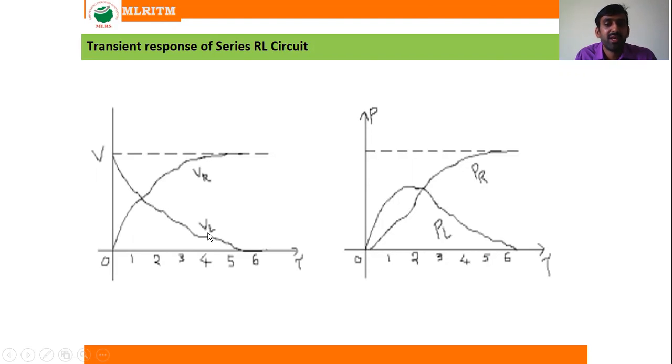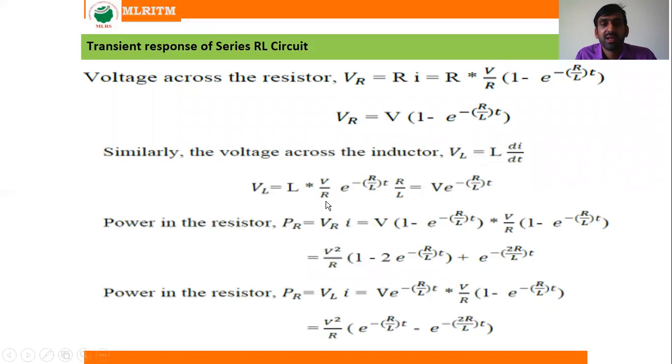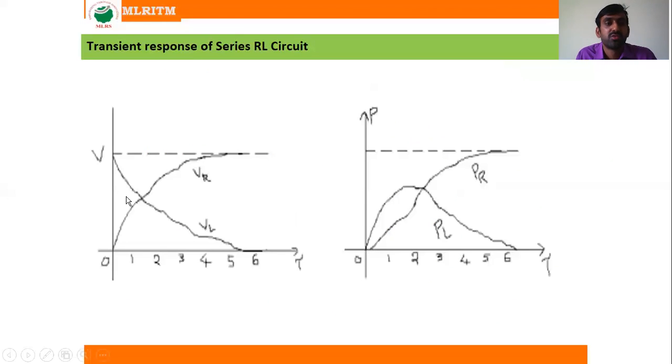Whereas coming to VL, VL is nothing but V into e power minus R by L into T. That is negative, so from the steady state V value it is going to exponentially decay with respect to the time constant. Similarly for the power PR and PL values. These are the graphical responses for the voltage across the inductor and the resistor, and the power through the resistor and the inductor.